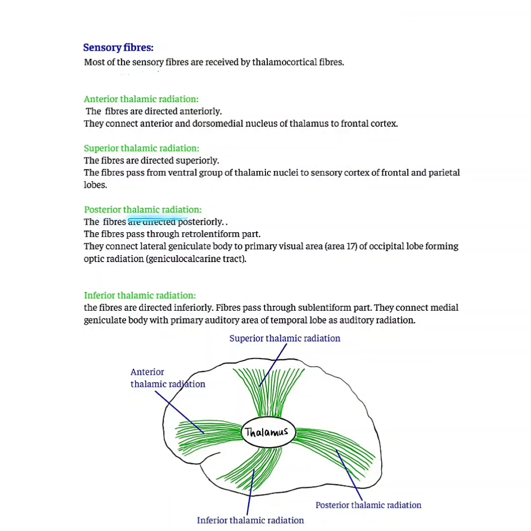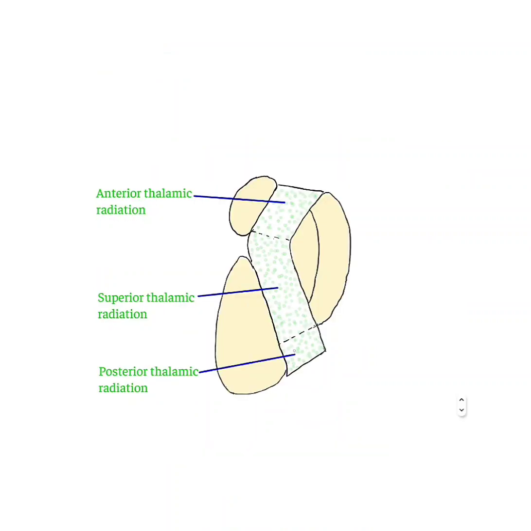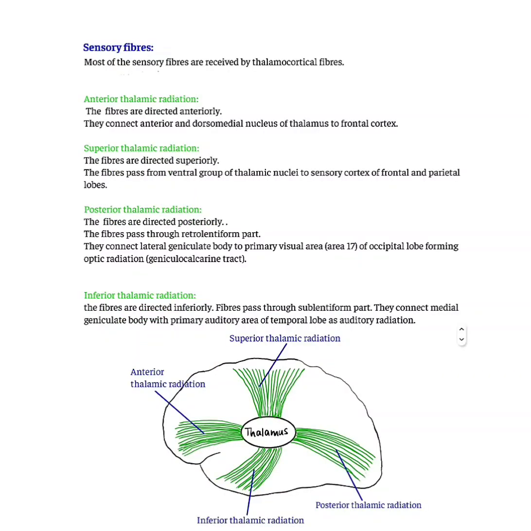Posterior thalamic radiation. The fibers are directed posteriorly. The fibers pass through the retrolentiform part. They connect the lateral geniculate body to the primary visual area of the occipital lobe, forming optic radiation.